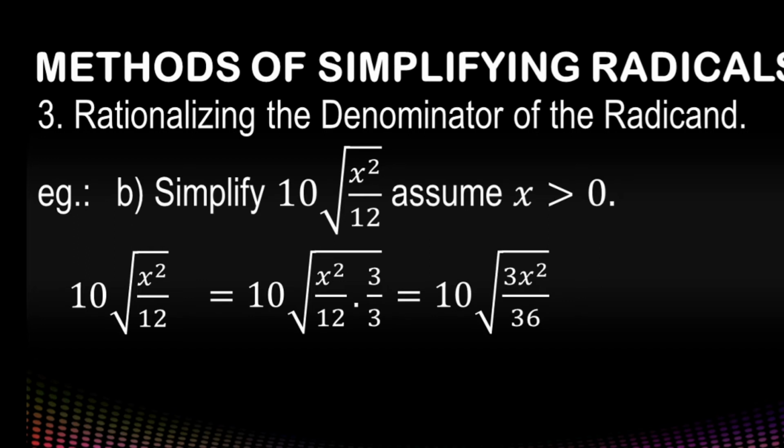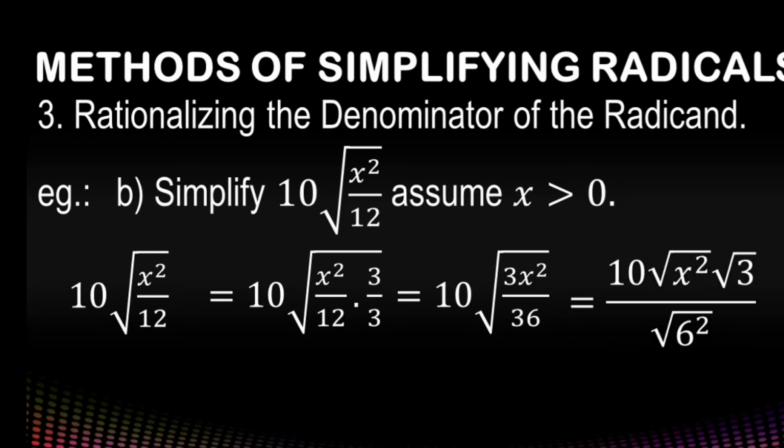So we are going to apply the first method in simplifying the numerator, while we apply the first law of radicals in the denominator. So therefore, we are going to factor our radicand into perfect and non-perfect nth power, particularly the numerator, while the denominator, we can write it as an exponential expression. So we have 10 times the square root of x squared times the square root of 3 over the square root of 6 squared.